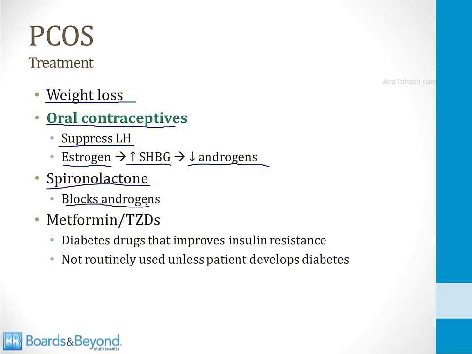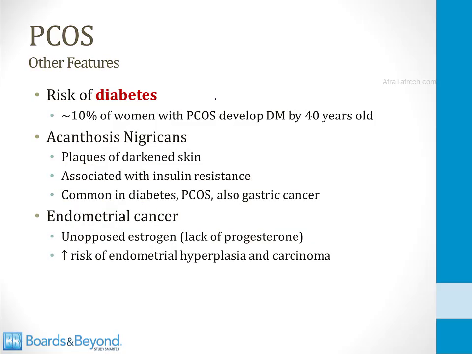And then finally, there are two diabetes drugs that improve insulin resistance, metformin and TZDs. It used to be thought that these might be useful prophylactically in women with PCOS who had not yet developed diabetes. The clinical trials were disappointing, so these drugs are not routinely used unless the woman develops diabetes, but you should be aware that these two classes of drugs improve insulin resistance, and insulin resistance is a major problem in PCOS.